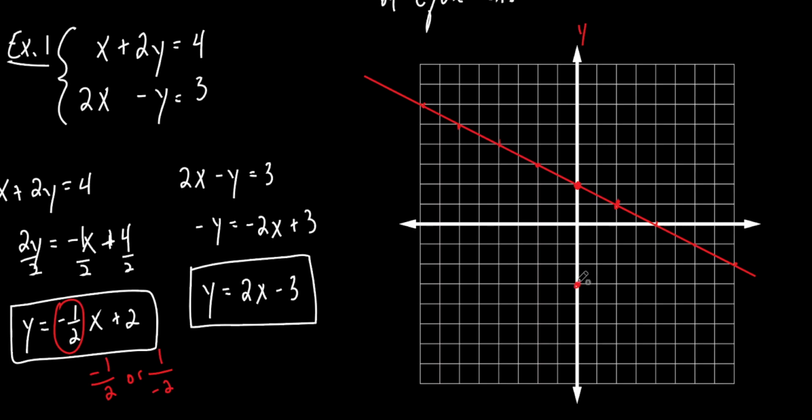So check this out. I'm going to rise 2, run 1. You could just stop there and draw your line. But watch this. If I rise 2, run 1, I know exactly where it intersects. Do you see that? So I know exactly where the intersection is. So really, that's all I need. So I'm just going to connect from here to here.